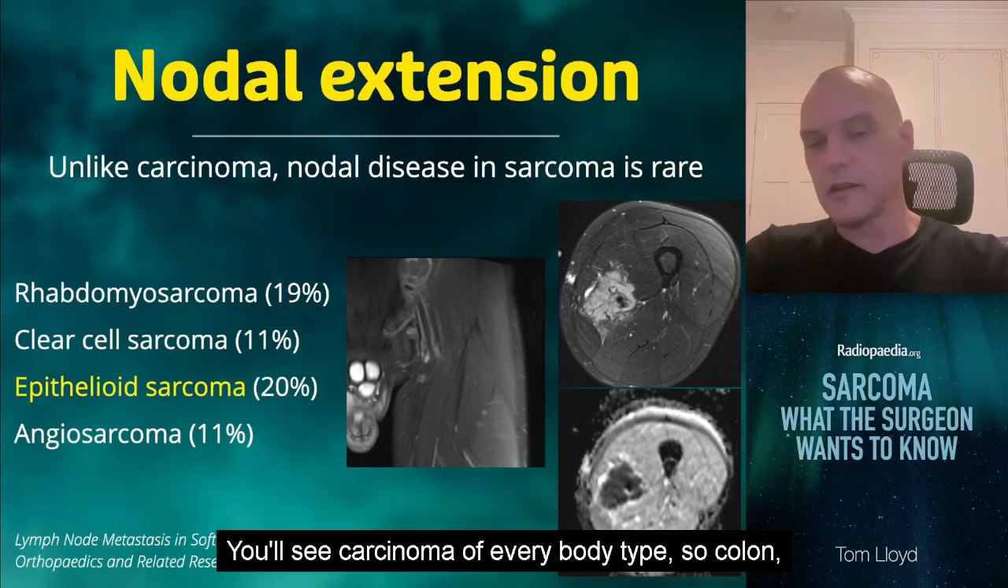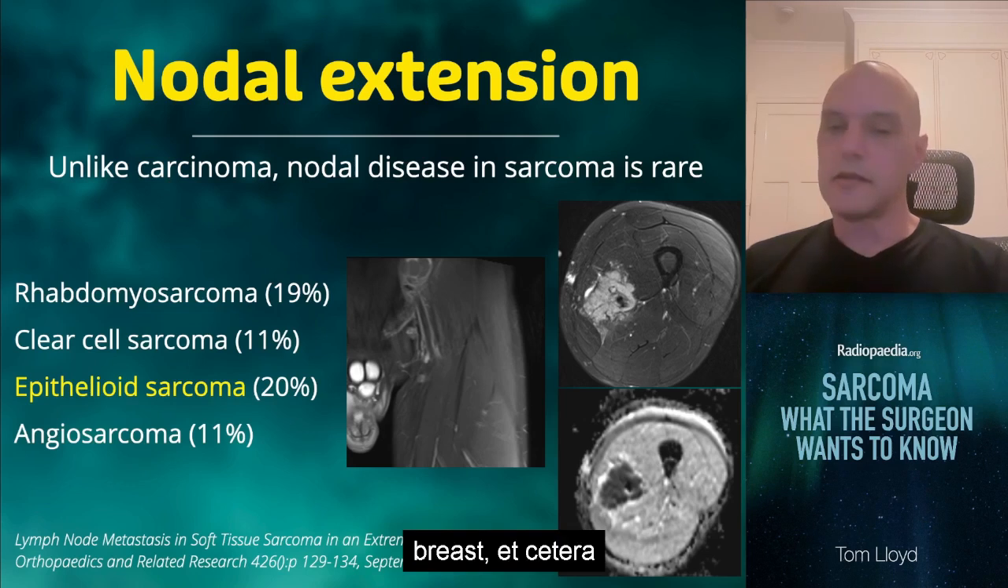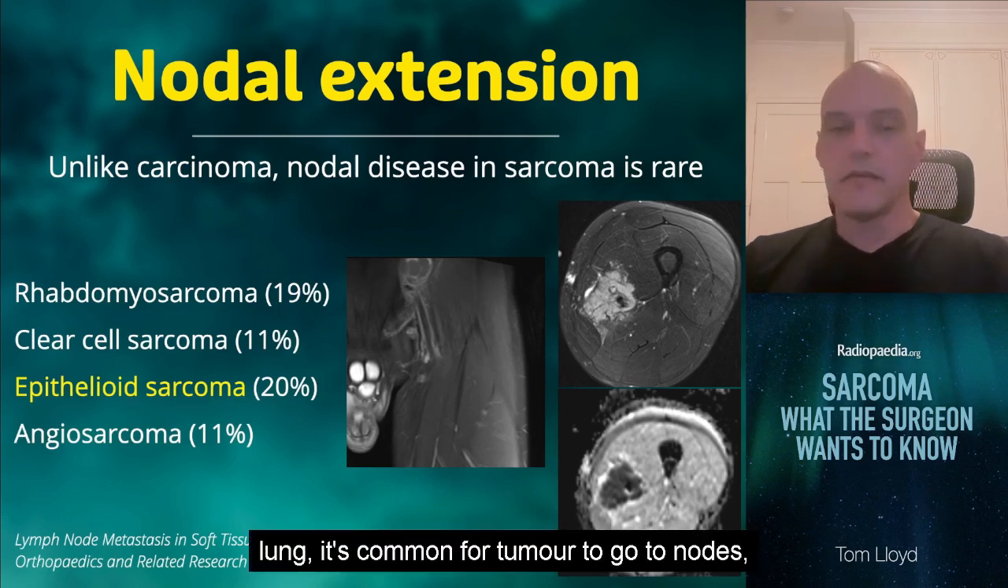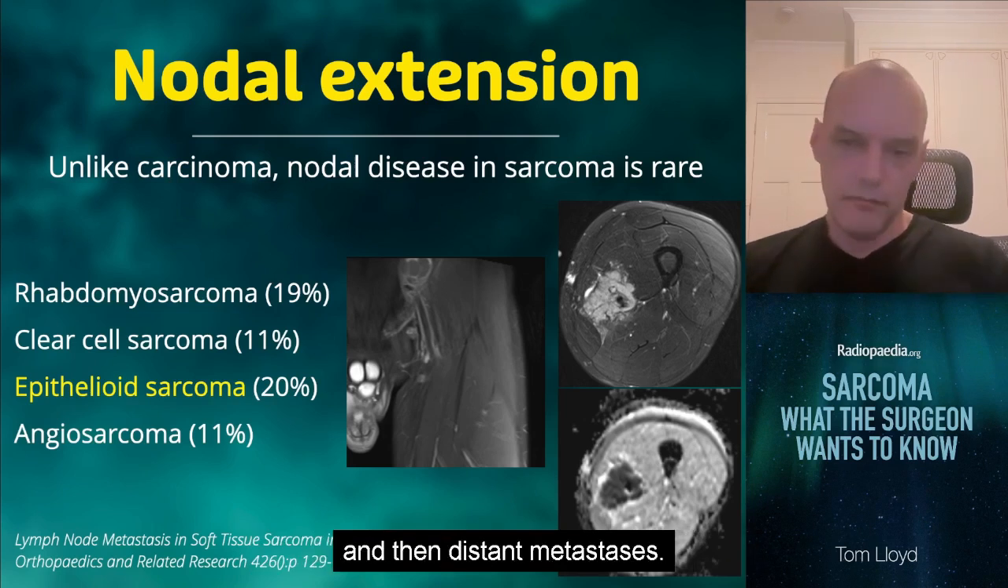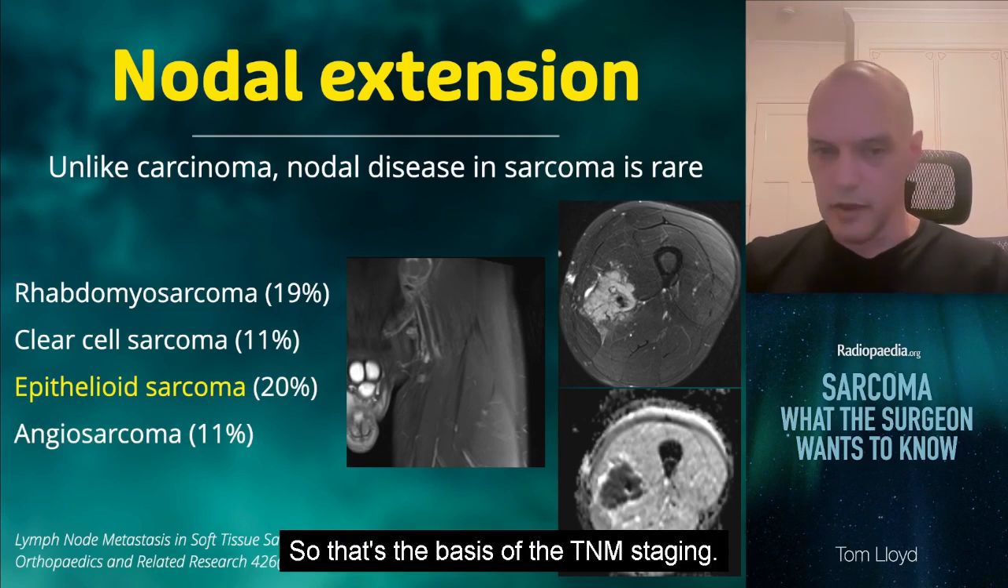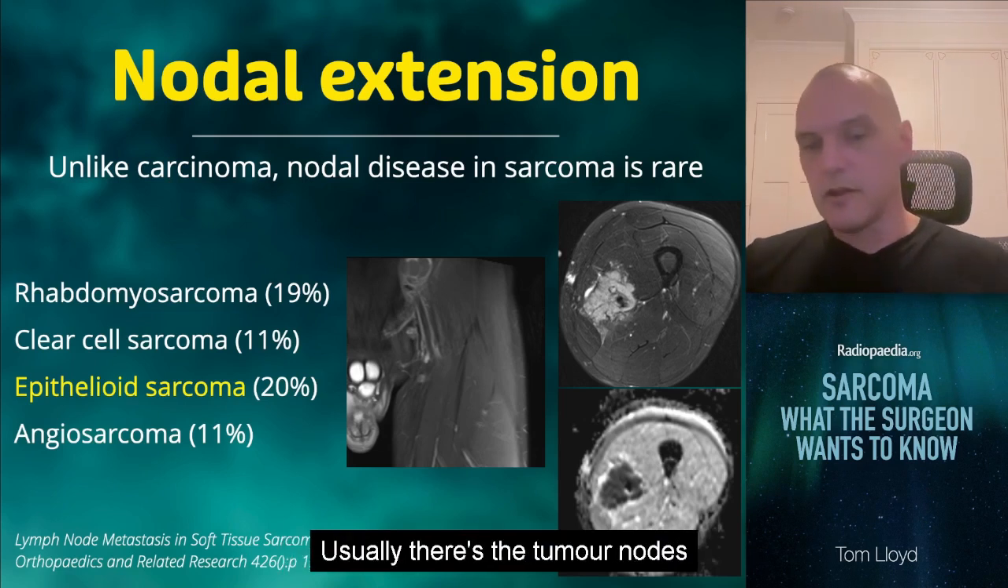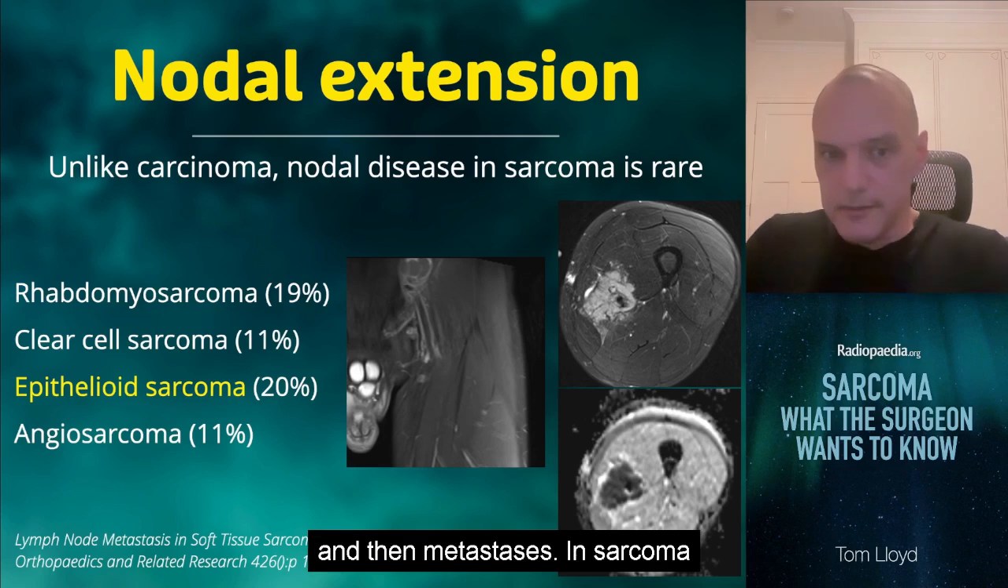You'll see carcinoma of every body type, so colon, breast, etc., lung. It's common for tumour to go to nodes, and usually it goes to nodes first and then distant metastases. So that's the basis of the TNM staging. Usually there's the tumour, nodes, and then metastases.